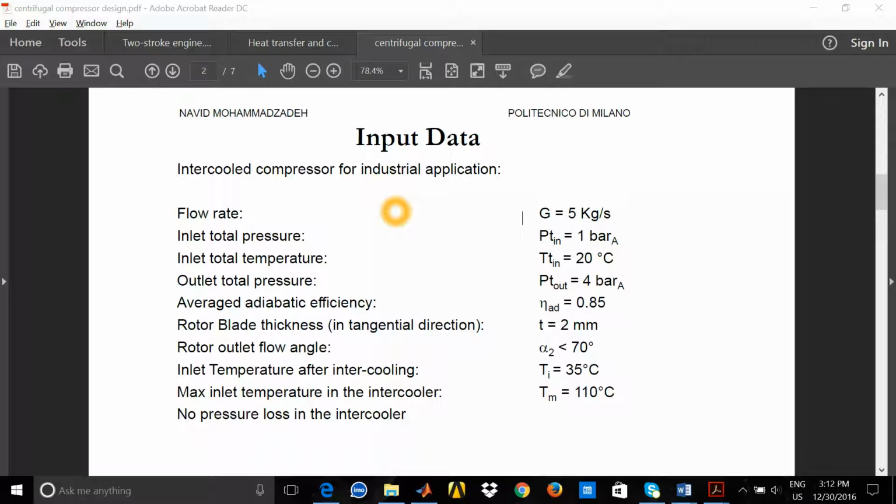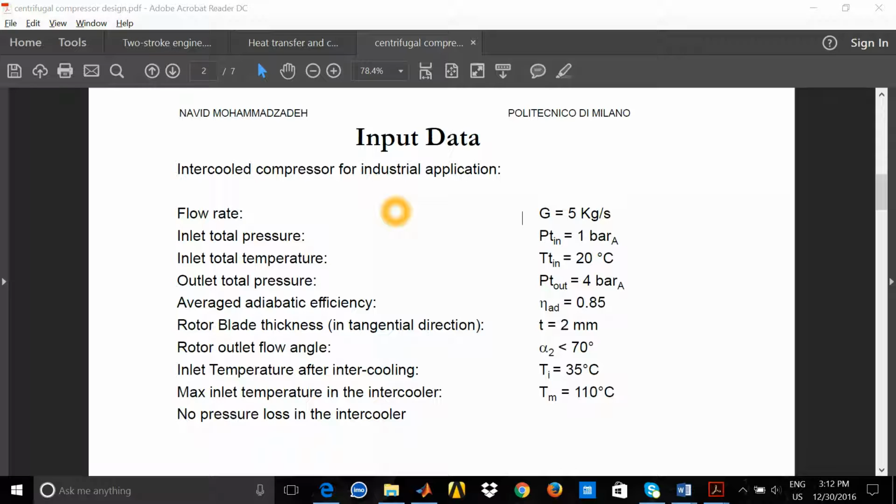I'm coming with another design exercise. This time, we are going to design the centrifugal compressor in MATLAB. This is some kind of numerical design with some iterative procedures. We have some input data, such as flow rate, total inlet pressure, inlet total temperature, outlet total pressure, average adiabatic efficiency, rotor blade thickness, rotor outlet flow angle.